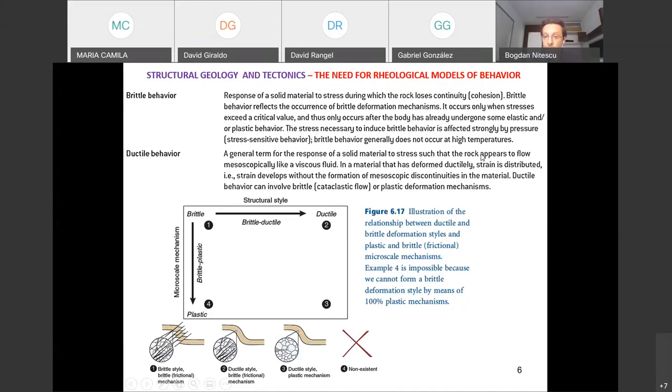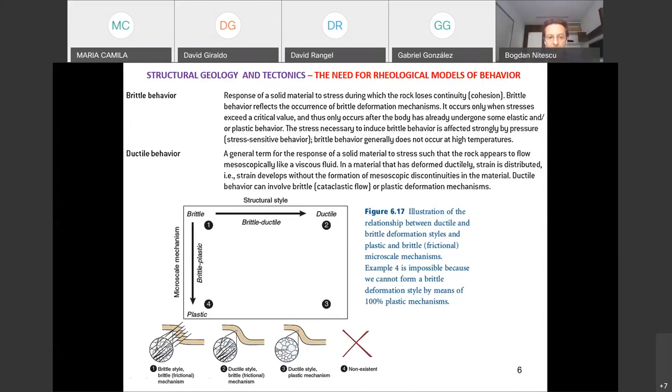And the rock appears to flow. So this word is very important, appears mesoscopically. Mesoscopically means as if in an outcrop, to your eyes, without using a magnifier, a microscope, or something that helps you see exactly what happened there. So the idea is that it appears to your eyes that it flowed, but you are not very sure if it was real plastic deformation without loss of continuity, or actually was a brittle deformation.